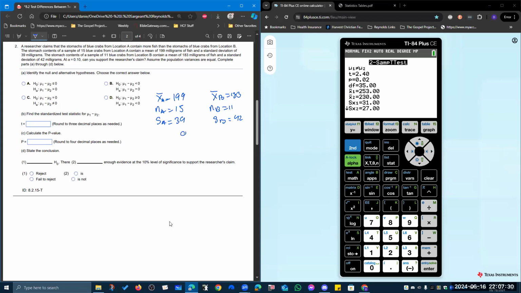Alpha is going to be 10%. We support the researcher's claim that mu A is greater than mu B, or mu 1 minus mu 2 is going to be greater than 0. So that's going to be A here. My claim is here.